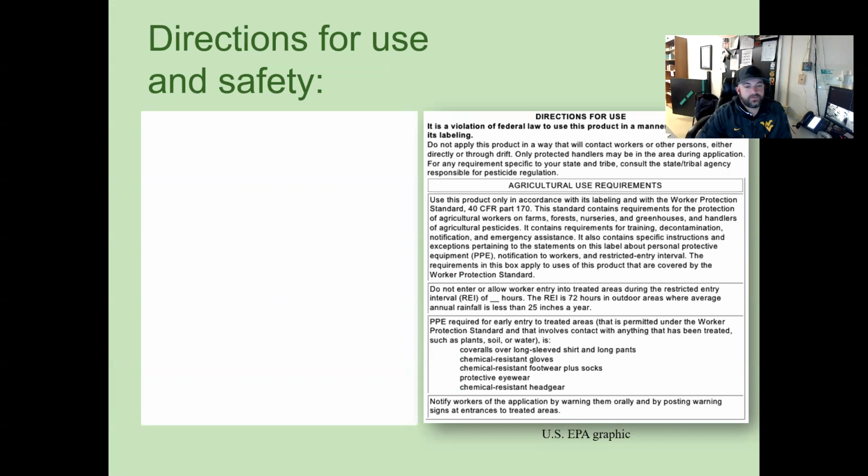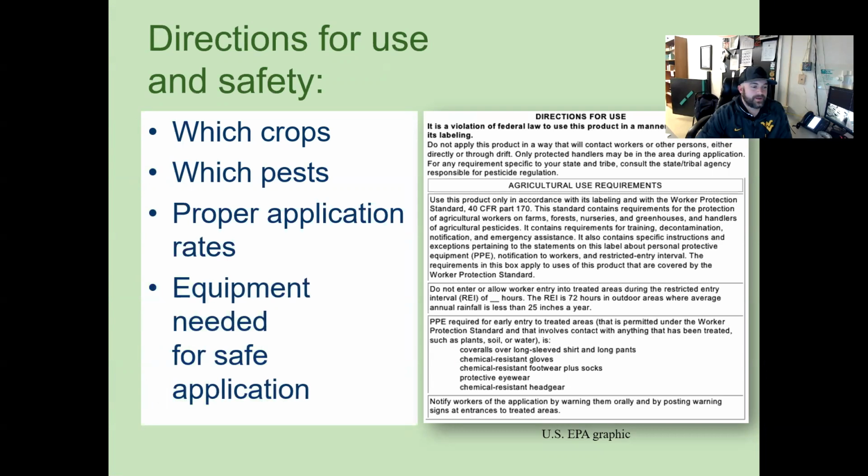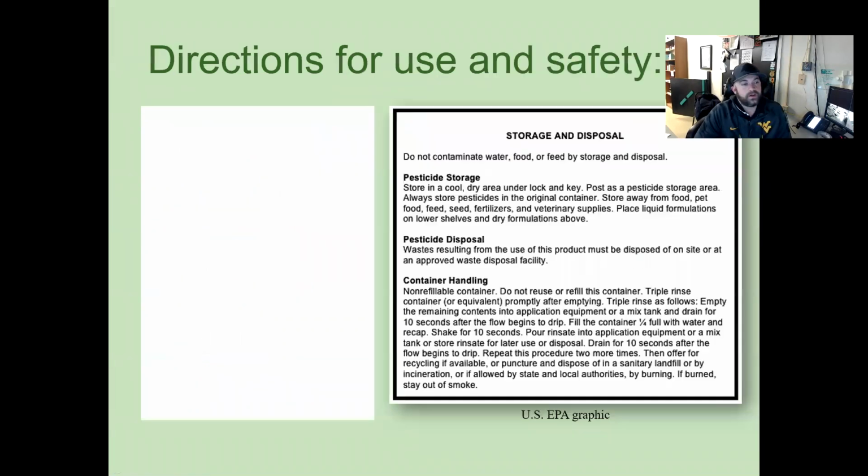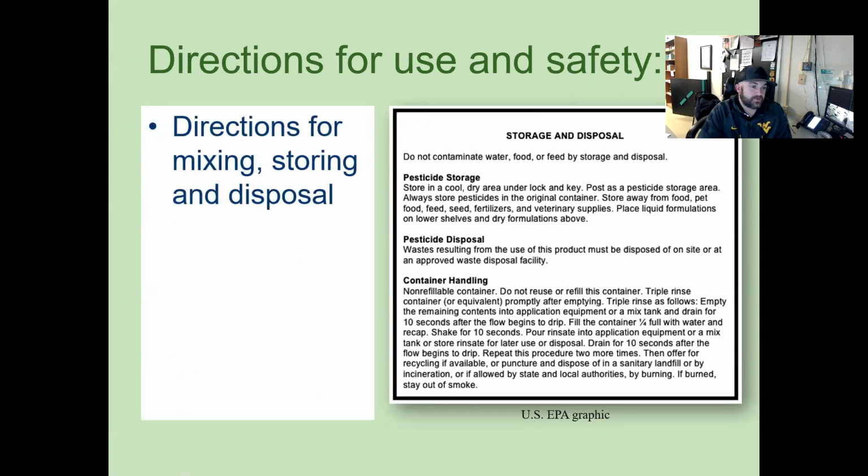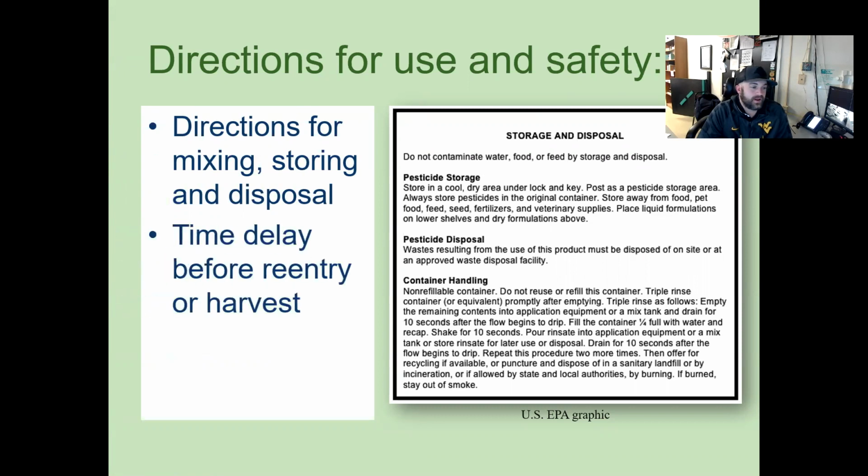Directions are safety of use, which crops you can use it on, which pests you can use it on, proper application rates, and the equipment needed for safe application of that chemical. So you can find that all here in the agricultural use requirements, and this comes on all pesticide labels. So directions for use and safety. These are directions for mixing, storage, and disposal. Time delay before re-entry or harvest. And you can also find any information if your label goes bad on the chemical manufacturer's website as well. They have to have that stuff up for you to take a look at.